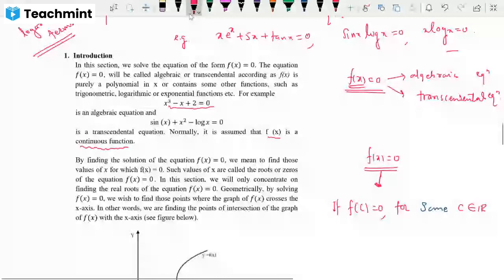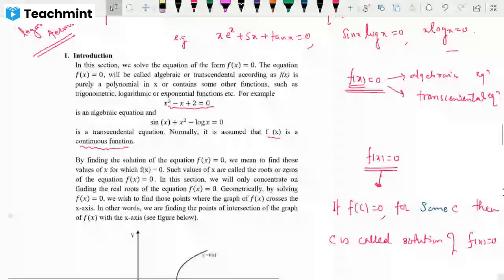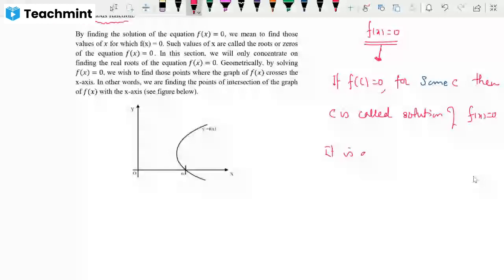For some c, if f(c) = 0, then c is called a solution of f(x) = 0. It may also be called a root of that equation, or a root of this polynomial. Already you have used this word, root of a polynomial.